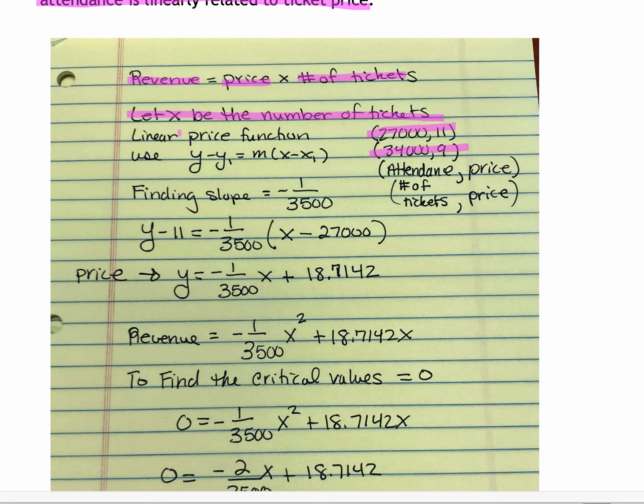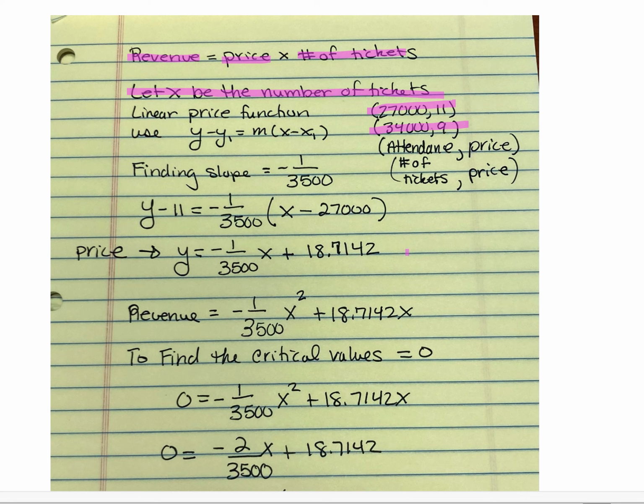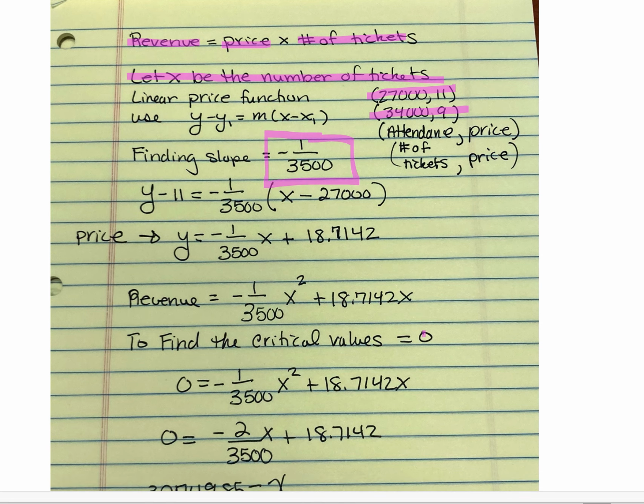You can use any form of the linear function that you want. I'm going to use point-slope form. I'm going to use these two values here to find the slope. I take the difference in the Y's over the difference in the X's, and we find that the slope is negative 1 over 3,500.